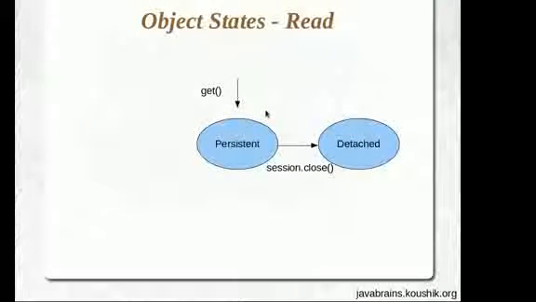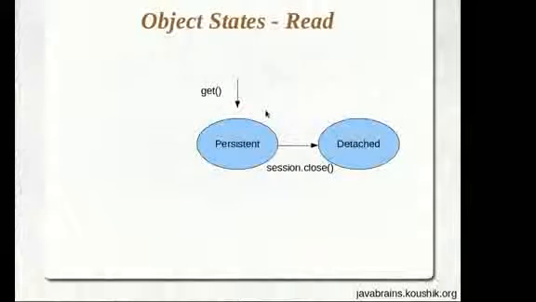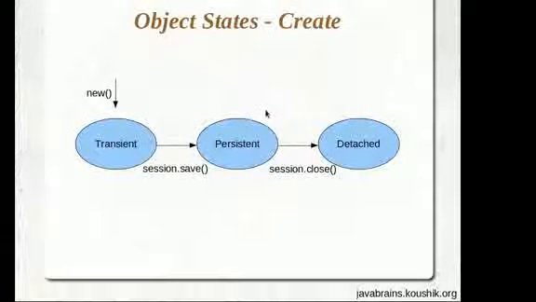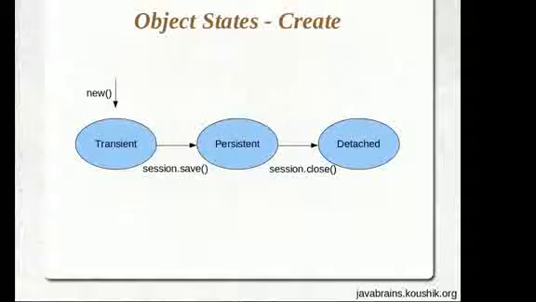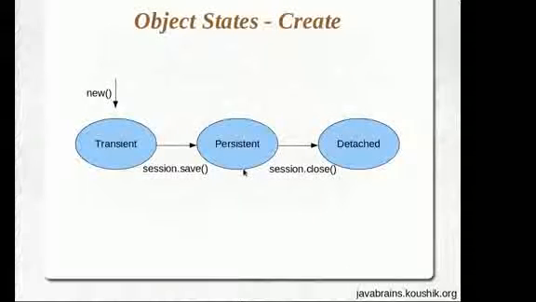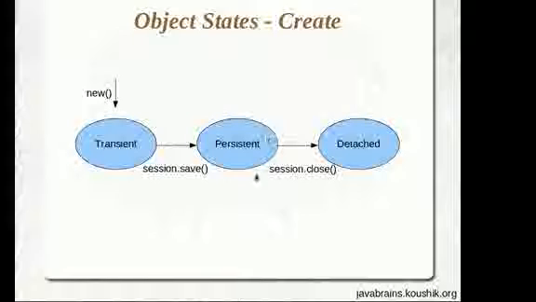Now update is a little bit tricky. We can do an update either by the create flow or by using the read flow. If I do an update using the create flow, I have a new object here, and then it's transient by default. I cannot make any updates here. Whenever I make an update, it just updates the object. It's not going to update the database. But then I do a session.save, it becomes persistent. Now the changes that I make here are going to go into the database. It's going to trigger an update, and then it's going to continue the update until I do a session.close.